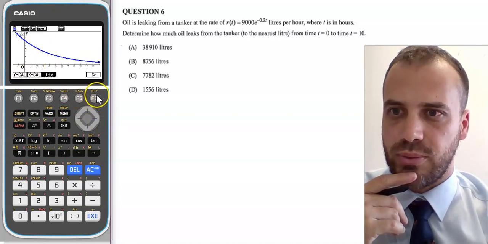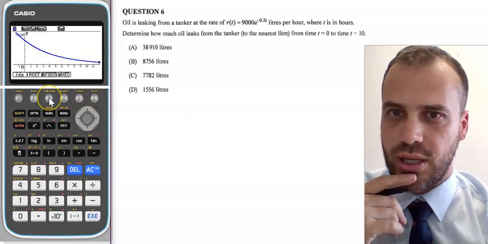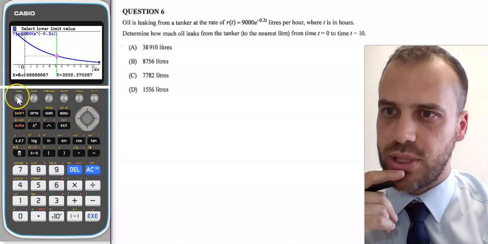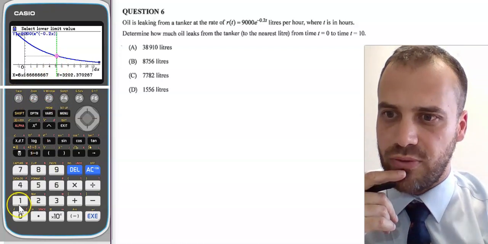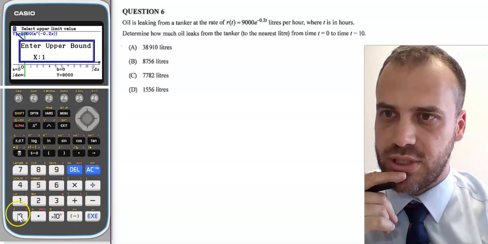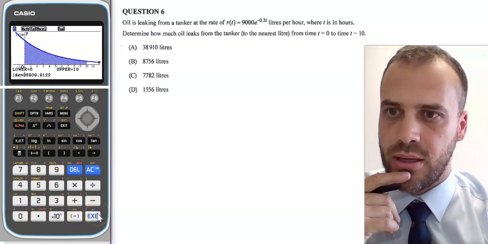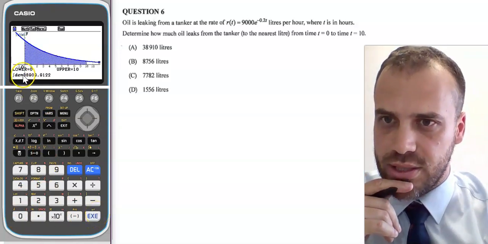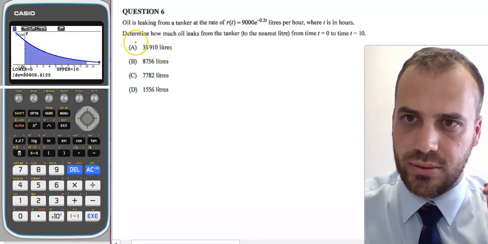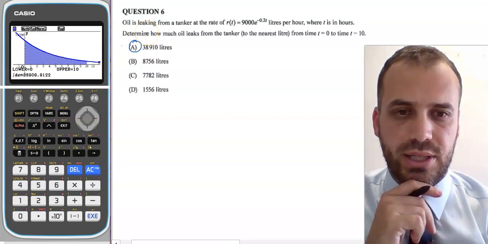So G-solve, more options, integrate between, just going to use this one here. Type in the values I need, lower limit of 0, upper limit of 10. And let's hope one of our answers is there, 38,910. The answer is A, done.